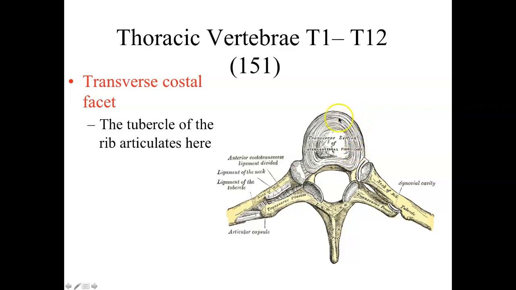Here's my intervertebral disc sitting on my body of my thoracic vertebrae, and here is the transverse process, one here, one there. And you could see a little bit better on this side that there is my transverse costal facet. It's articulating with the tubercle of my rib. And over here we see the head of the rib articulating with that superior costal facet.